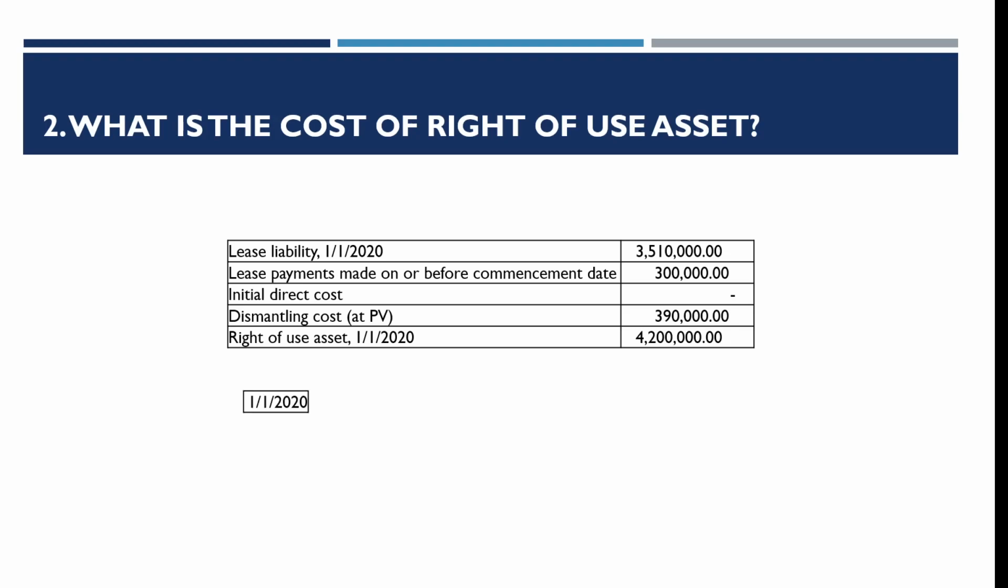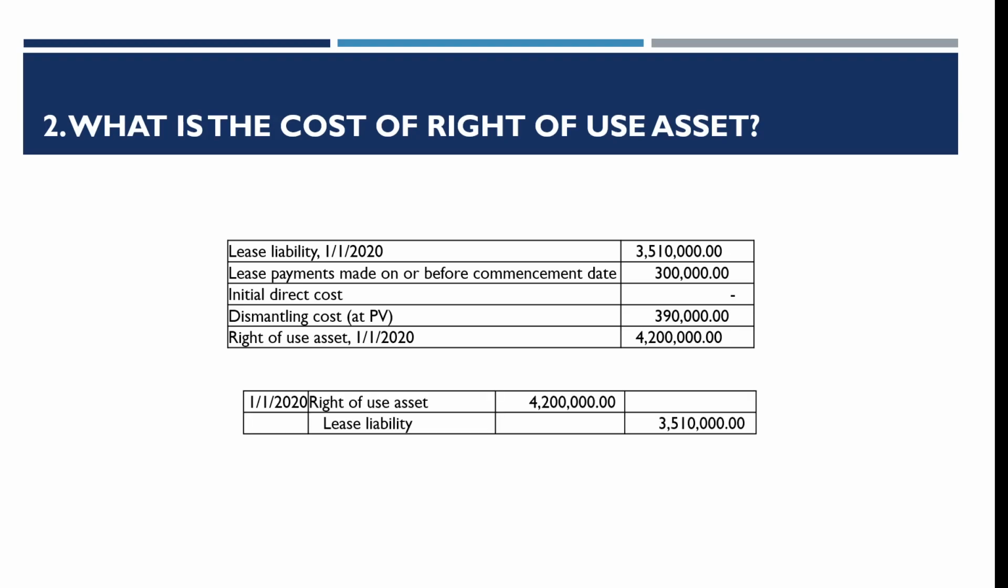Okay? Lagyan natin ng journal entry para may reference kayo. On January 1, 2020, ano ang magiging journal entry? Debit, right of use asset. Credit, lease liability, which is yung na-compute natin kanina sa number 1. Now, tapos na ba yung journal entry? No, hindi pa balanse yung debit and credit natin. Therefore, ano pa yung mga accounts na gagalawin natin for this one?